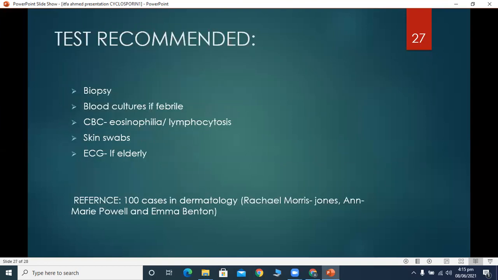Now, the tests recommended for this disease are biopsy, and blood cultures if febrile. CBC for eosinophilia and lymphocytosis, skin swabs, and ECG if the patient is elderly.